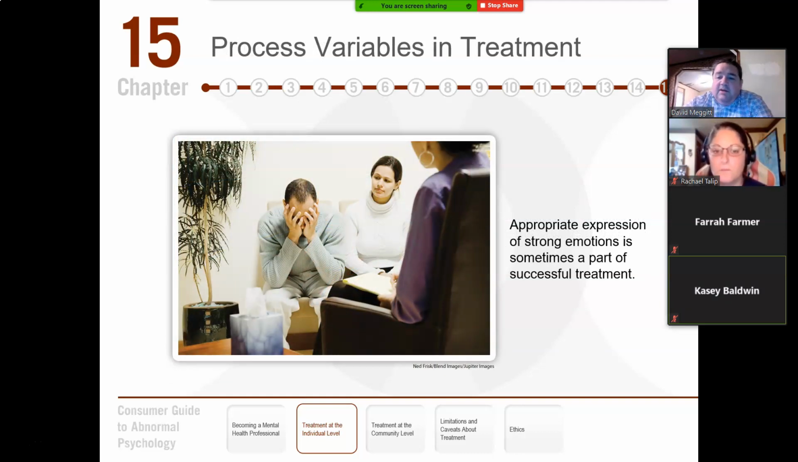Appropriate expression of strong emotions is sometimes a part of successful treatment. There are lots of different perspectives, especially when dealing with trauma. Some people are able to talk through their trauma and get better from it, even though the trauma was very grievous. Other people, when they talk about their trauma, all that happens is they get re-traumatized and there's no healing. And so there are a variety of ways to treat trauma.